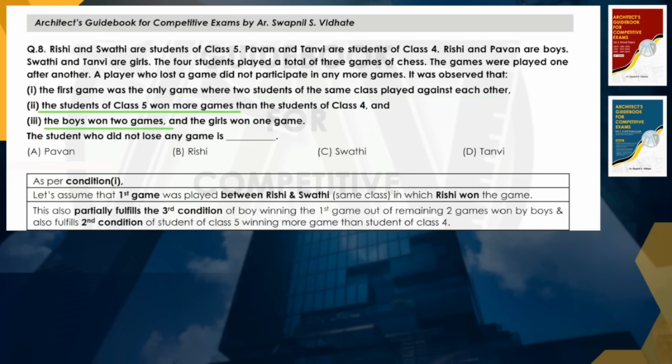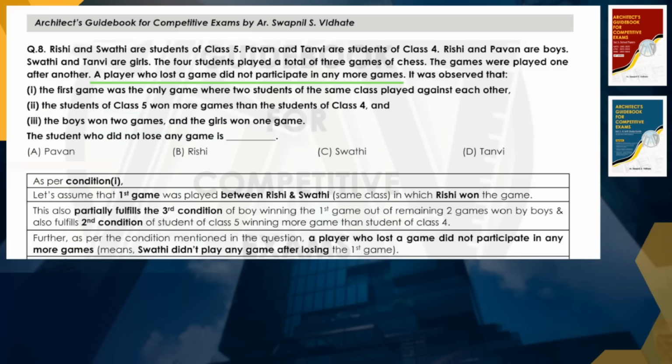Let's just assume it. Now why are we assuming that Rishi won? Because it is partially fulfilling the third condition also, that boys won more games than the girls, right? So by assuming in the first part that Rishi won the game, we have partially fulfilled that the first game has been won by the boys. So we have partially fulfilled the third condition of boys winning, with 2 of the remaining games to be won by boys, and also the second condition, that the students of class 5 have won more games than the students of class 4, right? So we have partially fulfilled both these conditions, condition 2 and condition 3.